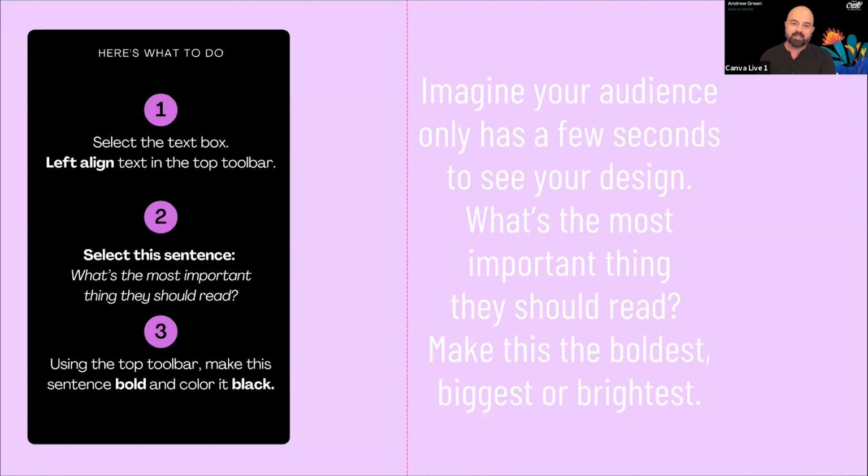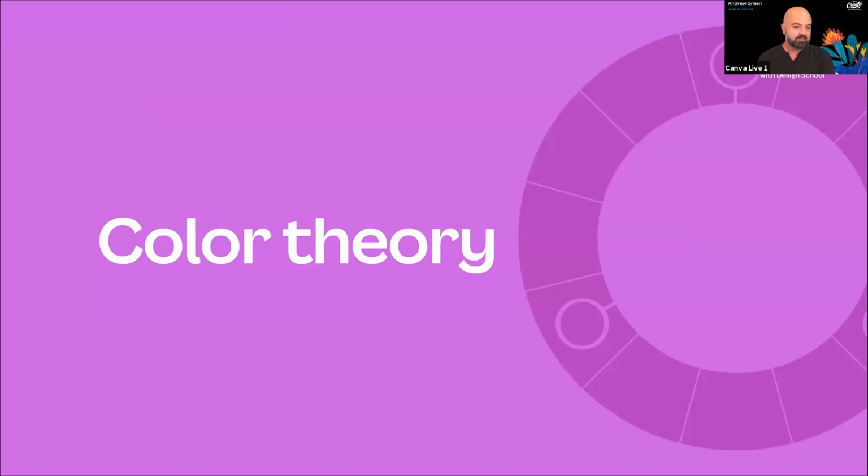So we're going to select the text box and left align the text in the top toolbar. Next, select this sentence. What's the most important thing they should read? Once you've selected it, use the top toolbar to make this sentence bold. While you're doing that, I'm going to keep going with color theory.